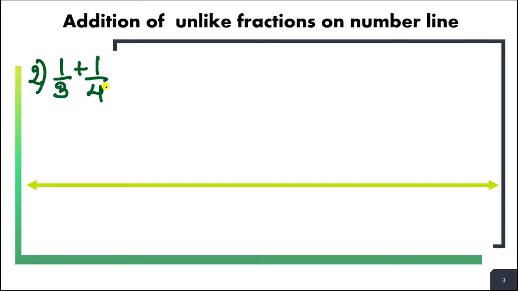When we need to represent addition of unlike fractions on a number line, the first step is we need to take out the LCM of the denominators.